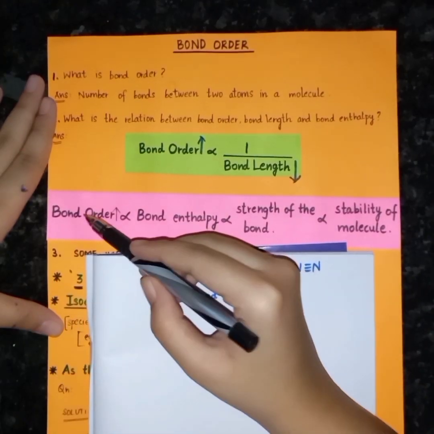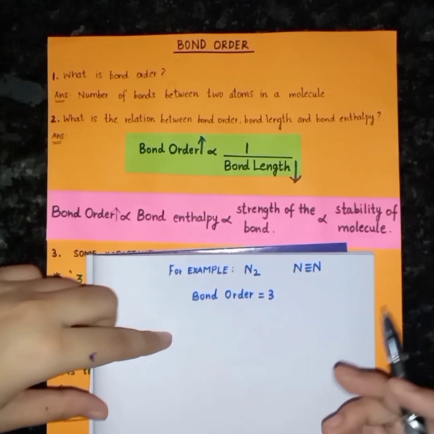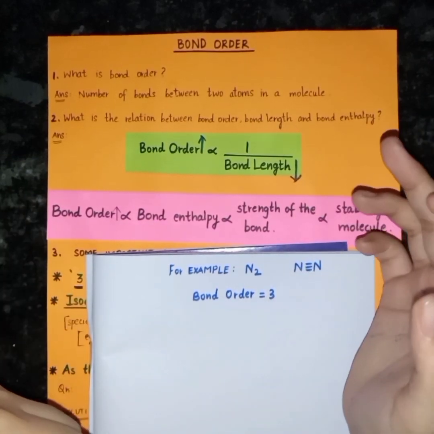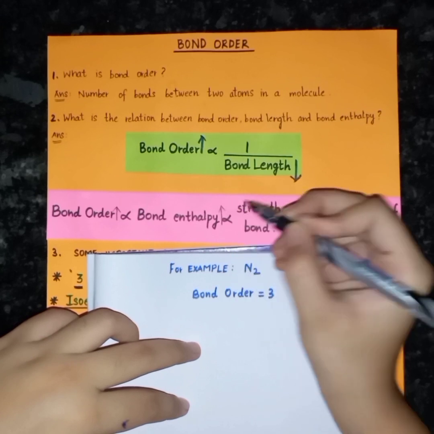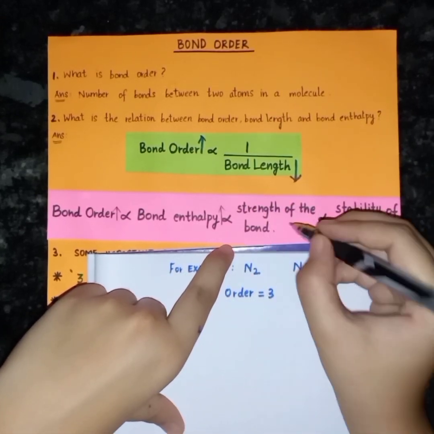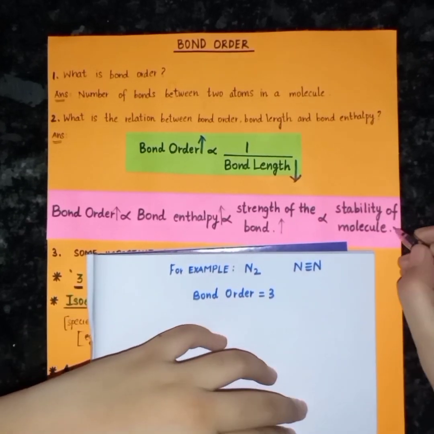Whenever the bond order is increasing, that is, the number of bonds between two atoms is increasing, the energy required to break the bond also will increase. That is, bond enthalpy will also increase. Thus, the strength of the bond will increase. Thus, the molecule becomes more stable.